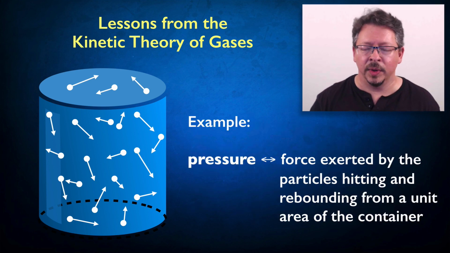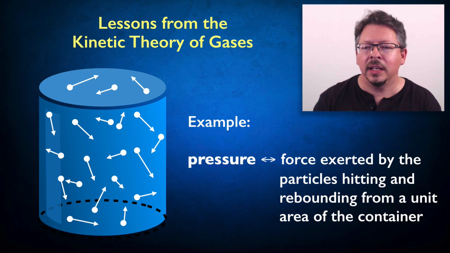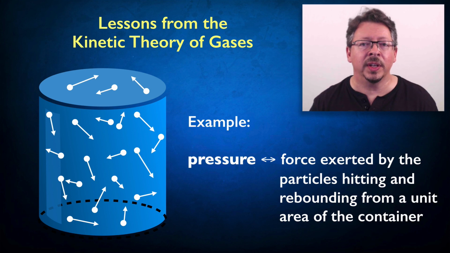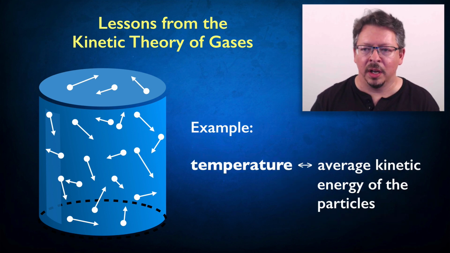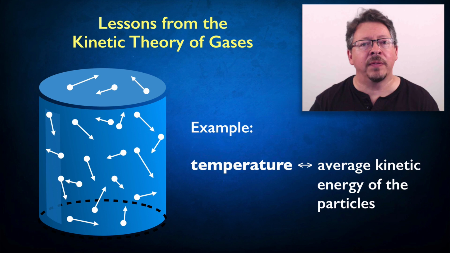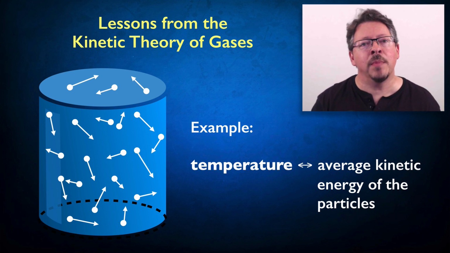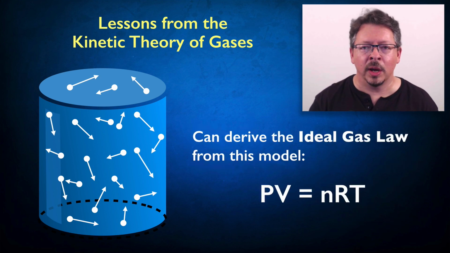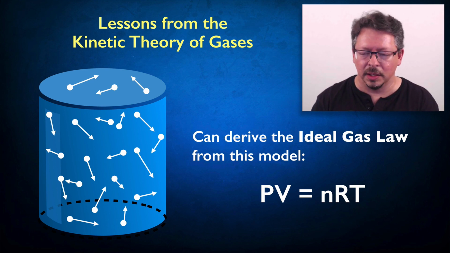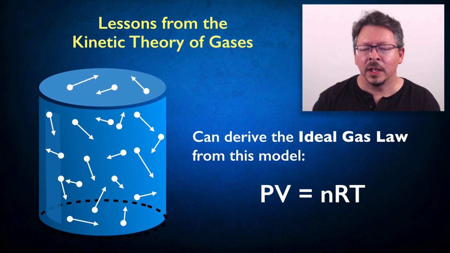The pressure of a gas, for example, is analyzed in terms of the force exerted by the particles hitting some unit area of the surface of the container. Similarly, the temperature of a gas is analyzed in terms of the average kinetic energy of the particles. Temperature turns out to be a measure of the energy of motion within the gas. Now, with this model, you can formally derive a number of empirical relationships that can be tested, like the so-called ideal gas law. Pressure times volume is equal to the number of moles of the gas, N, times a constant, R, times the temperature.